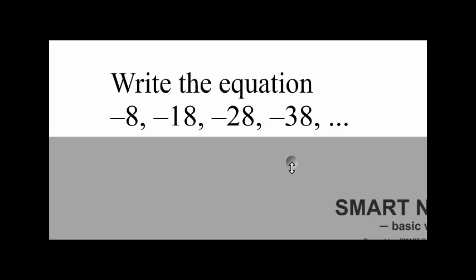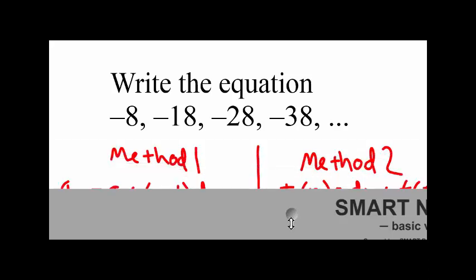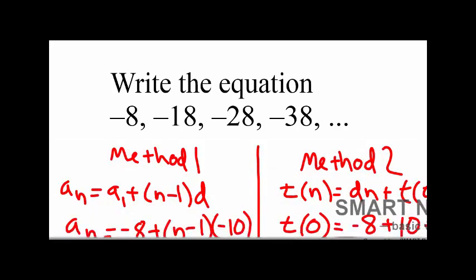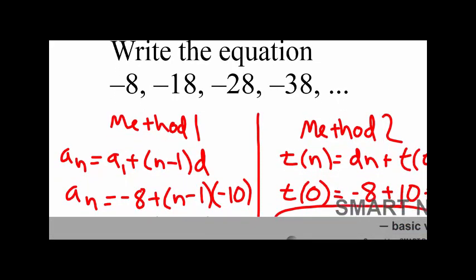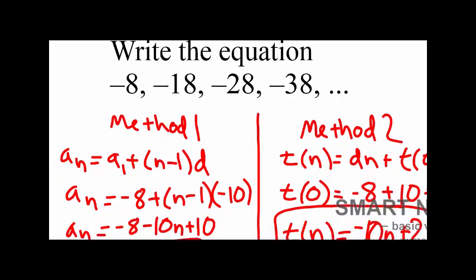Alright, so notice with this one, our first term is negative 8. And our common difference here is negative 10, because we're subtracting 10 each time. I'm just going to put the work up here because I think it's kind of self-explanatory at this point. You can pause and look over it and make sure you don't have any questions.